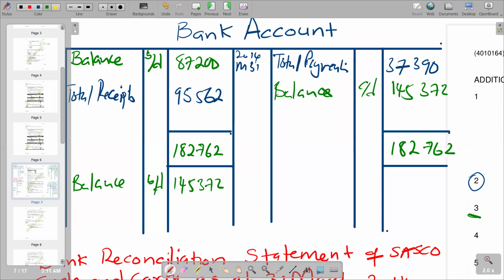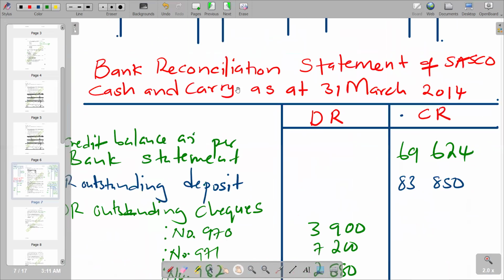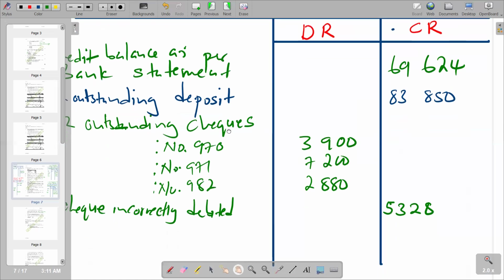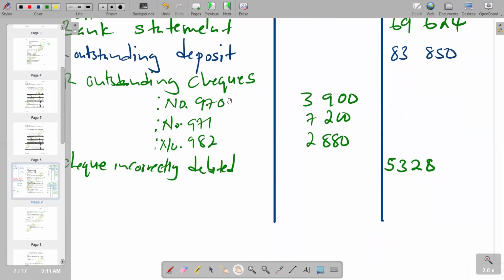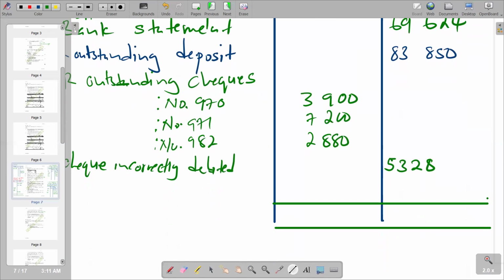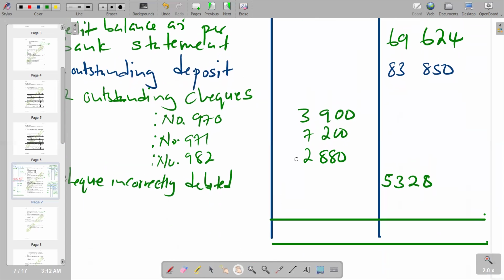Then bank reconciliation, again, we need to balance it. So we go to the bank reconciliation. In the bank reconciliation, we also put our double lines. So in terms of our double lines, we have it. So the next step is to compare the debit and credit totals.